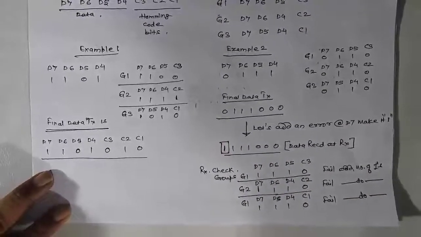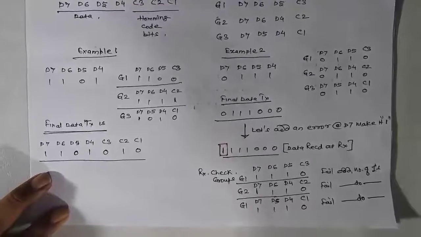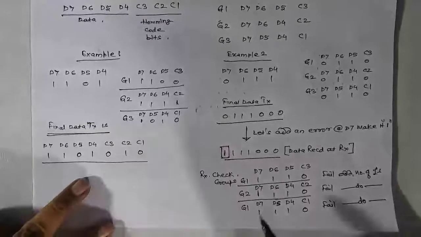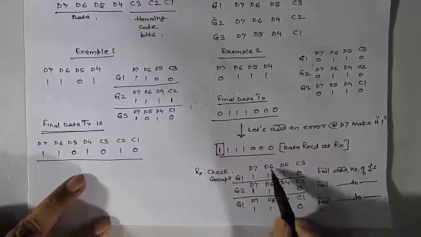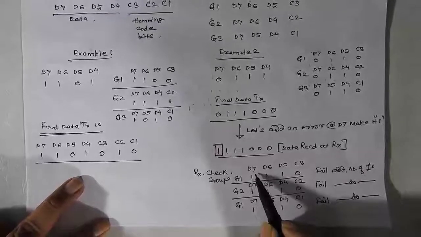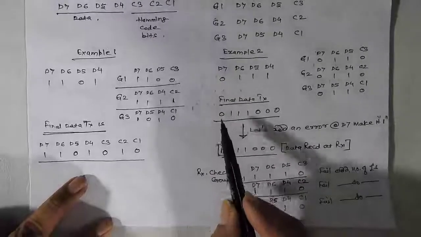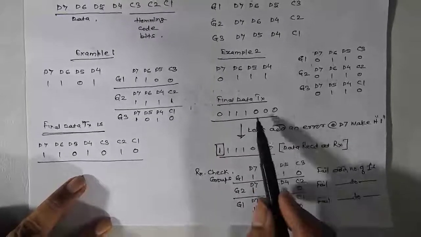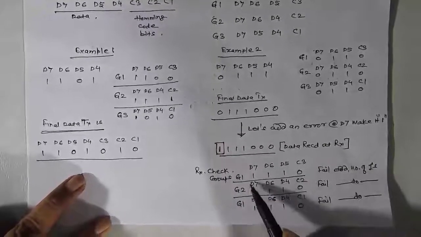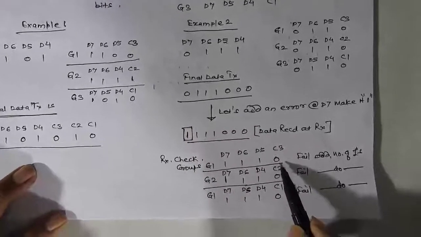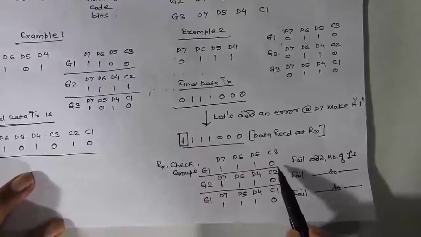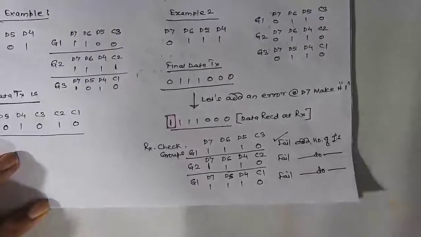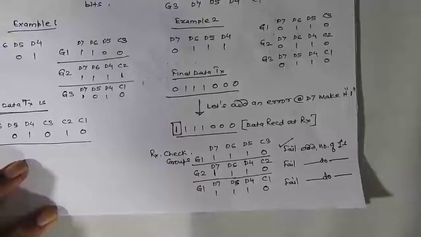Now how does this Hamming code work? At the receiver, the receiver will check the groups. So it will check group 1: D7, D6, D5 and C3. D7 has become 1. By mistake, earlier it was 0, but it has become 1. D6 is 1, D5 is 1 and the C3 bit which has been sent was 0. But now this has an odd number of ones, and it should have an even number of ones. So this fails the test because we have received an odd number of ones, not an even number of ones.